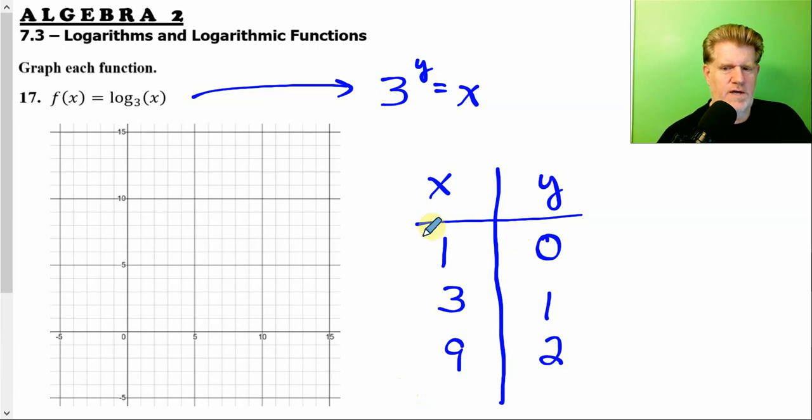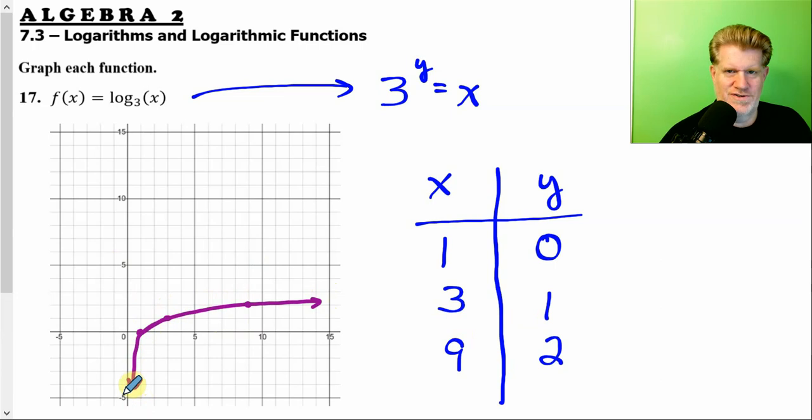Okay. Now we're graphing these points the same way we always do. 1, 0. So here is 1, 0. Okay. Now we're going to graph 3, 1. So 1, 2, 3, 1. Then we're going to graph 9, 2. 5, 6, 7, 8, 9, 1, 2. Now the graph is going to look like this. And this is going to come down and never quite get over to 0 there.